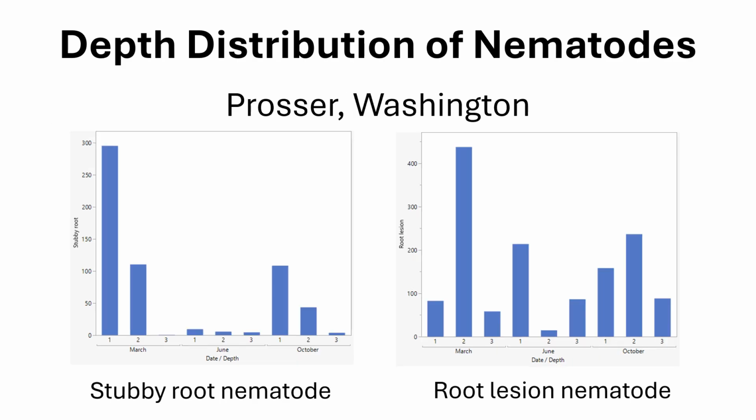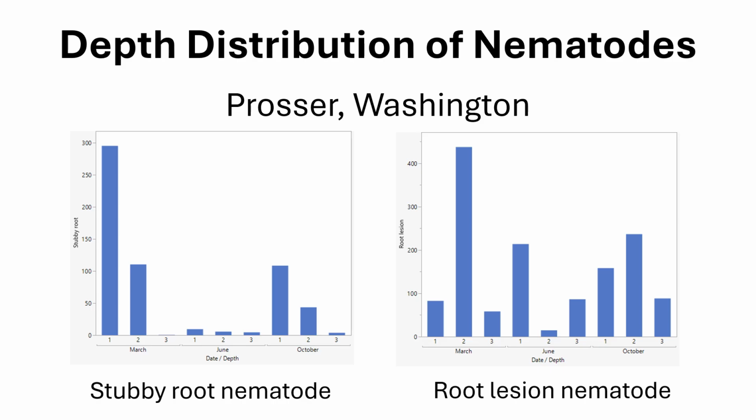Now we can look at the depth distribution of nematodes data from Prosser, Washington. Here we found stubby root nematode, and this is the only one of the 3 fields sampled for this project that we found stubby in. We found stubby present in the spring and in the fall, with much higher levels in the spring, but it may be coming back in the fall with low levels in the summer. As I mentioned before, stubby is the lower density nematode, so it was very exciting that we were able to find it present in this field and get the data that we were able to get.